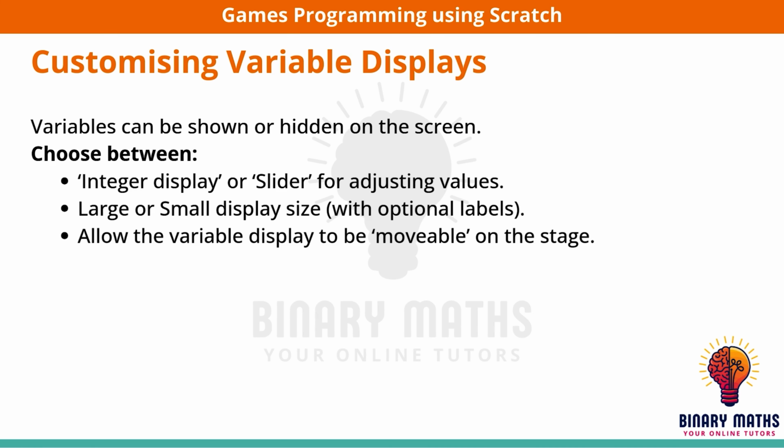Did you know that you can customize how variables look on the screen? You can choose to show or hide them, display them as numbers or sliders, and even make them movable. For example, you might want to show the player's score in a large font at the top of the screen. Or you could use a slider to let players adjust the difficulty of the game. The possibilities are endless. You just need to give it a go and try all of these things that we've been discussing.